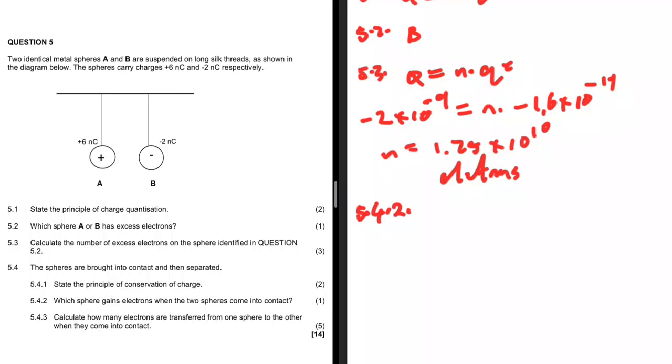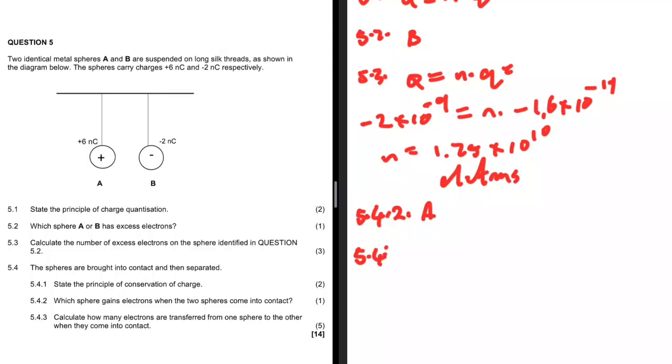This is quite an easy one because A is positive and B is negative. So A is going to gain some electrons from B. It would be a bit tricky if A was also negative. But since A is positive and B is negative, A will gain electrons from B. That is quite easy to determine. Right, so the answer to 5.4.2 is A.